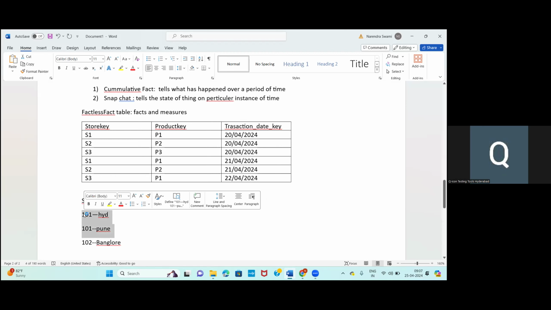So if you want to get only one record, if you want to identify this record as unique, we need a surrogate key. Okay, that is one sequence number.